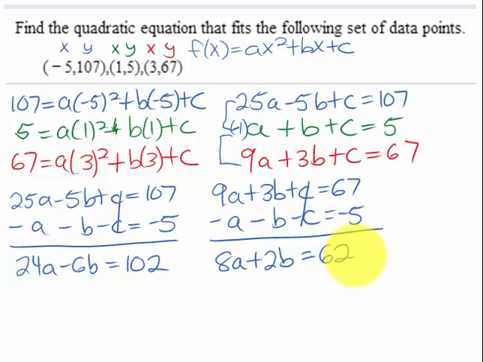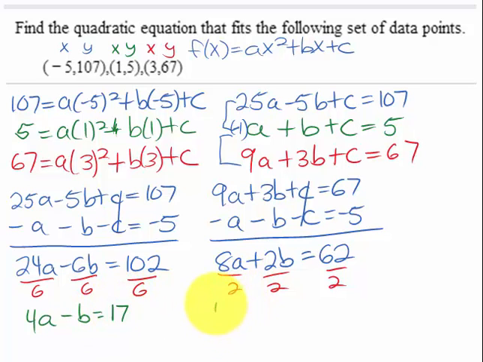Now I have two equations and two variables, but actually they will both reduce, and if you reduce them you'll have smaller numbers to work with and it'll make it easier. I can see there's a common 6 in everything here, so I'm going to get rid of that, and there's a common 2 in everything here, so I'm going to get rid of that. So this is going to be 4a minus b equals 17. And this one's going to be 4a plus b equals 31. Now if I just line those up, the b's are going to be eliminated. So let me write this one underneath this one. 4a plus b equals 31.